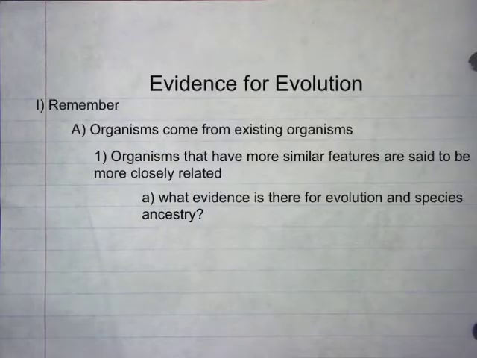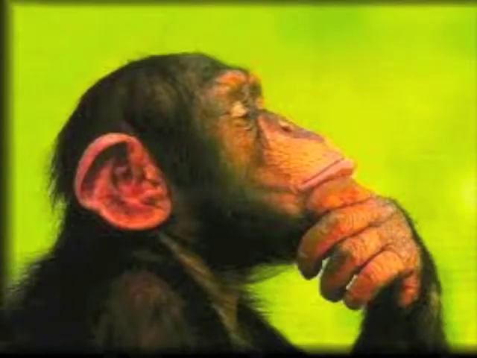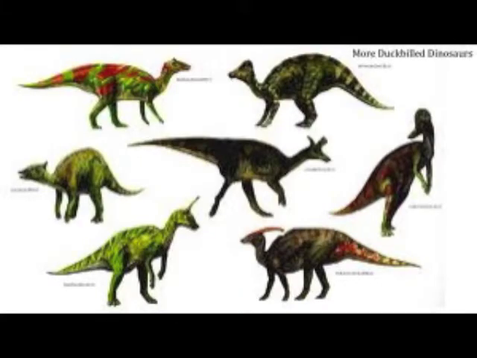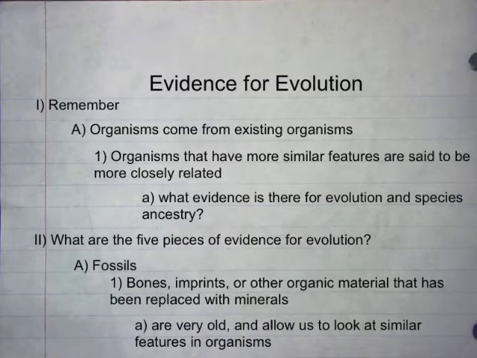Evidence for evolution. Remember, organisms come from existing species. What evidence is there for evolution and species relationships? Organisms that have more similar features are said to be more closely related. People have always known that we and other organisms exist on the planet, but our relations to other organisms have always been in question. With evidence, we can see the relations between organisms, as well as how ancient organisms may have diversified or just existed on the planet. These are the evidence for evolution. What are the 5 pieces of evidence for evolution?